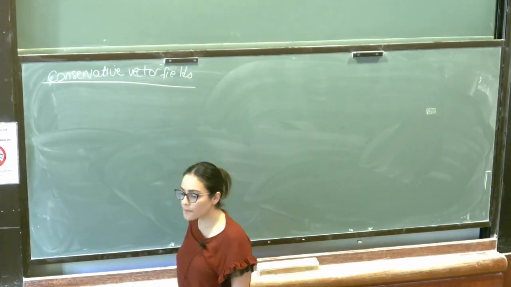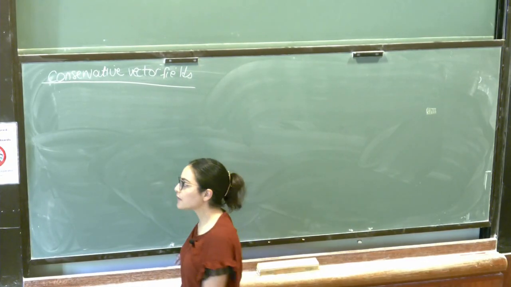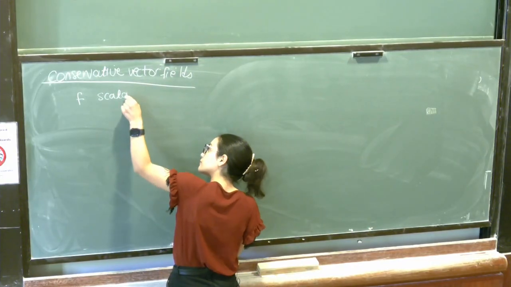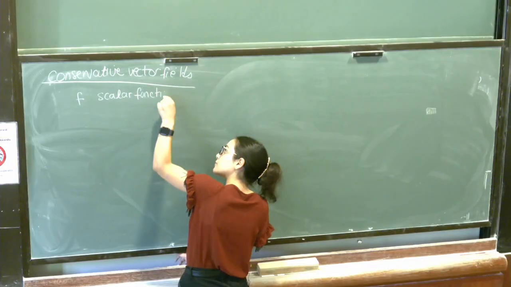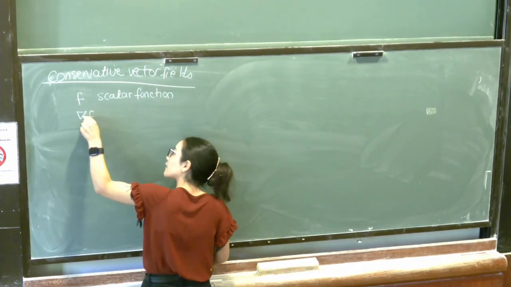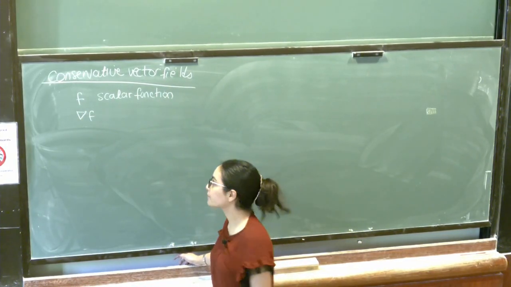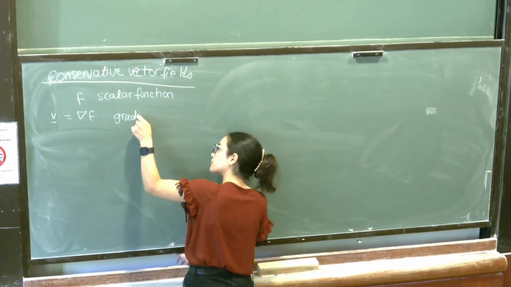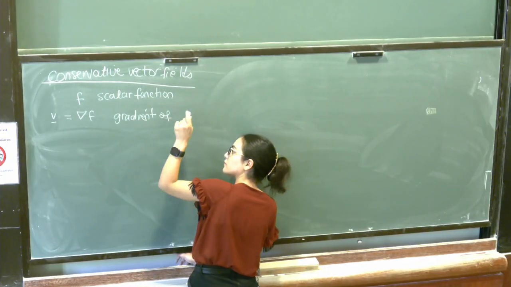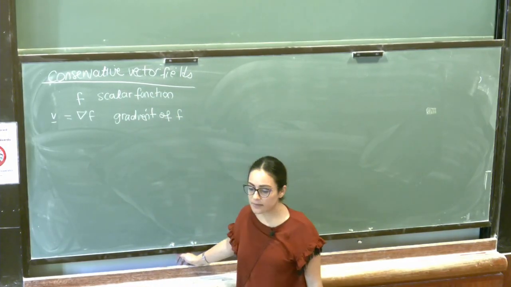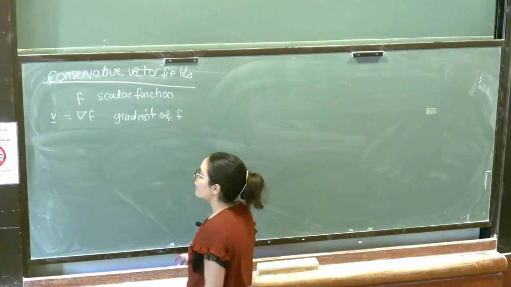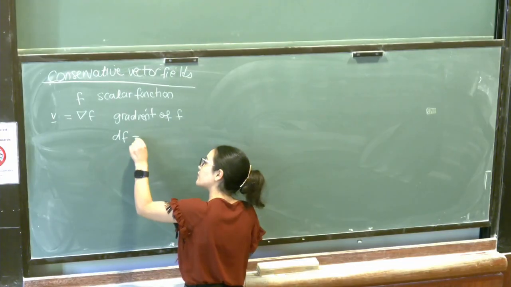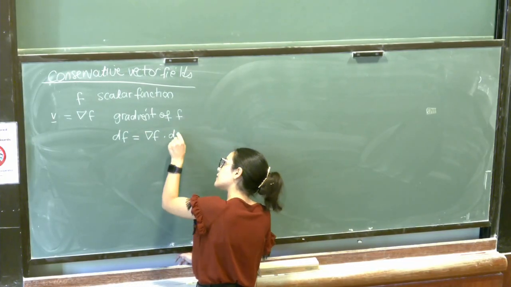Okay, so I can have a scalar function, f is a scalar function. I can calculate the gradient of f, and that's going to be a vector. And by definition, the gradient of f is such that the differential df is equal to the gradient of f dotted with dr.